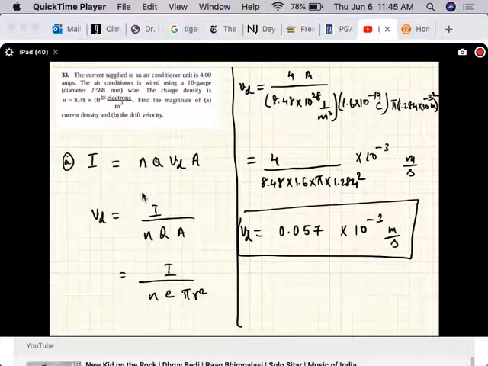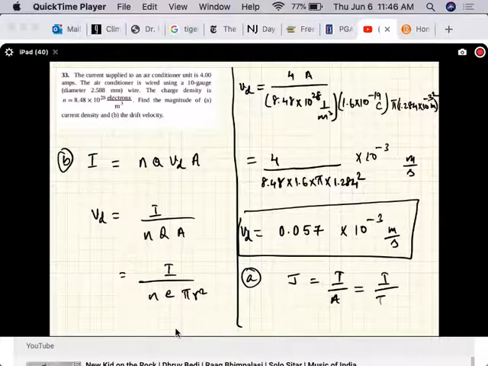Oh, they asked you the current density and the drift velocity. Okay, I calculated the drift velocity. So this is part B. A is easy. Current density is just I over A. Okay, that's easy. You guys can do that.